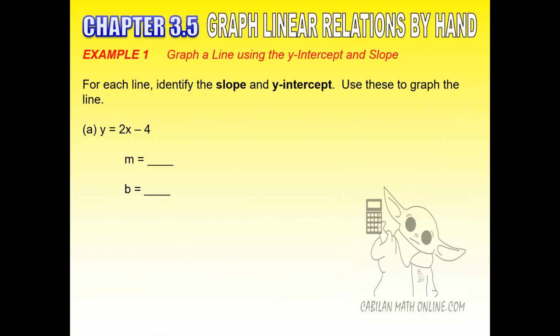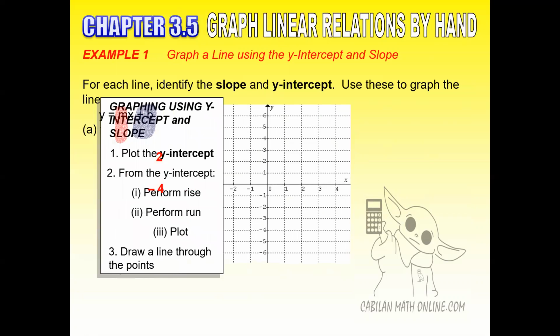So the first example is, for each line, identify the slope and the y-intercept. Then we're going to use those two pieces of information in order for us to draw the graph. So remember, when you have an equation in the form of y equals mx plus b, the m is the slope, and it's the number that's always attached to the x. So the m here is 2, and our y-intercept is where the line touches the y-axis, which in this case is -4. So what we have here is 2 and -4.